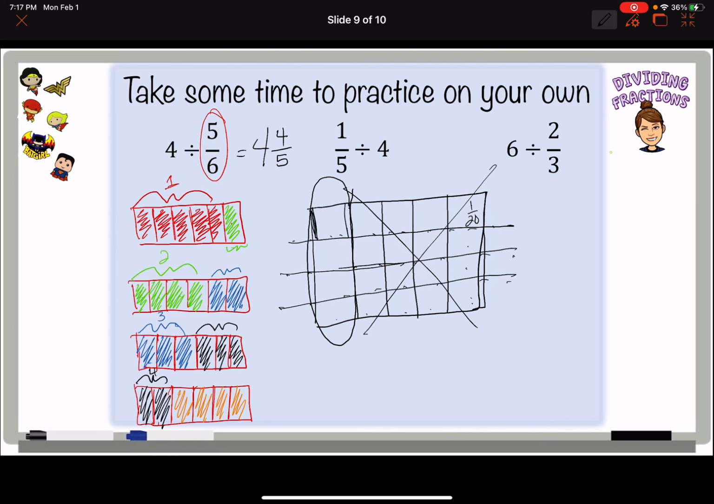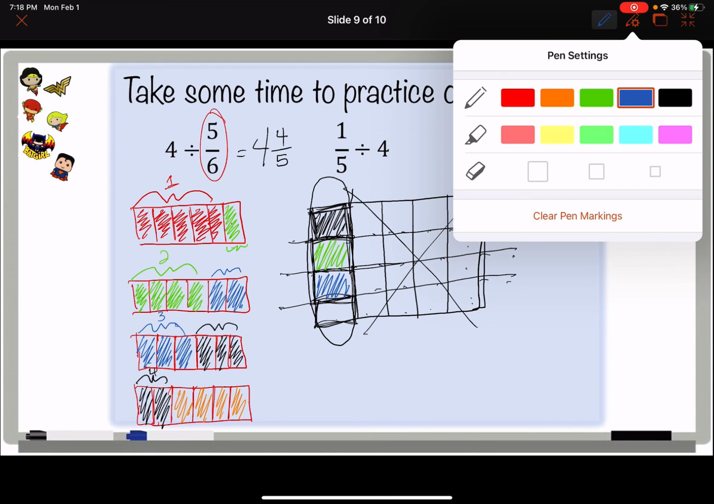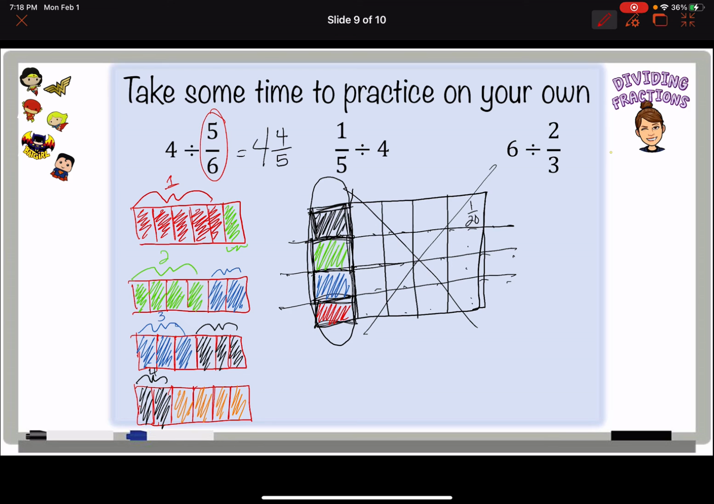Now here I have 1, 2, 3, and 4. So if I want 4 groups, here's a group, here's a group, here's a group, and here's a group. So each of those is its own group, and in each of those groups is 1/20. So 1/5 put into 4 groups, or 1/5 divided by 4 is equal to 1/20.